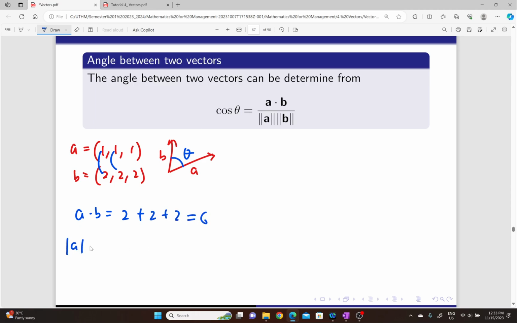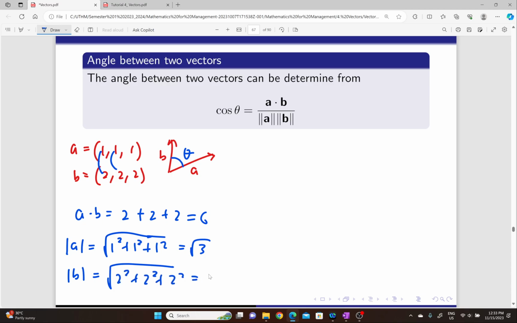What is the modulus of A? 1 square, 1 square, 1 square, that is 3. What is the modulus of B? 2 square, 2 square, 2 square, that's going to be 12.